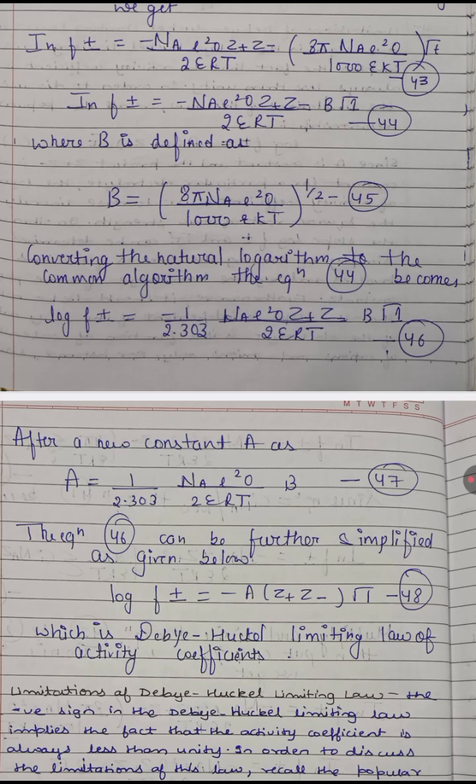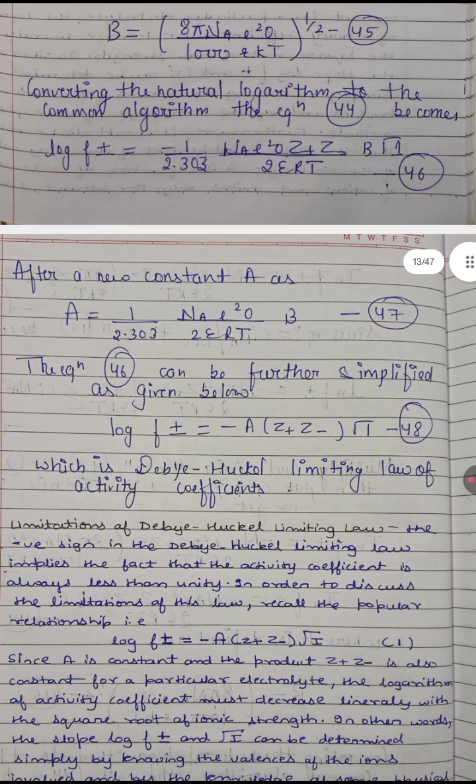I divided by 2 into epsilon into R into T, equals equation 44, where B is defined as B equals bracket start 8 into pi into Na into e naught square divided by 1000 into epsilon into k into T to the whole power 1 by 2, equation 45.